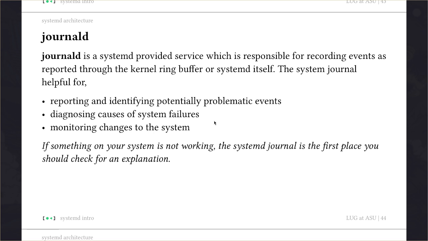That provides logging for events, both the kernel ring buffer, that's dmesg if you've ever done that manually, as well as systemd itself. This is kind of useful for finding potentially problematic events, diagnosing an existing system failure, or monitoring changes in your system. If you're ever at a state where your system's not behaving the way you think it should, go to journald. It's probably going to get you at least some idea of what's going on. It might not solve it right away, but it's your first diagnostics tool you can use.